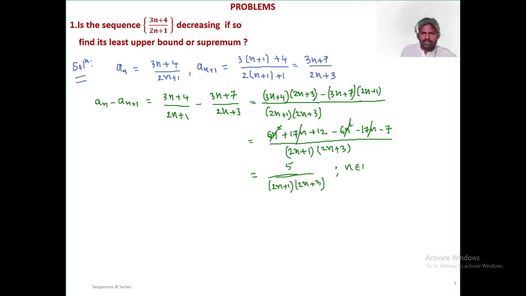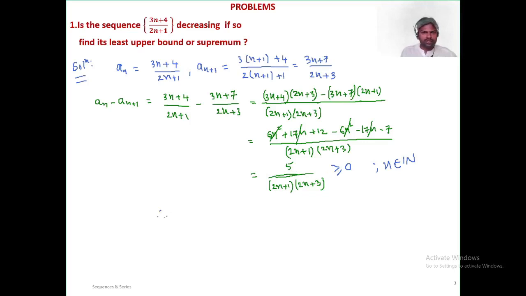n belongs to the natural number set, right? So since n is a natural number, 2n plus 1 is never negative, and 2n plus 3 is also never negative. Then 5 upon (2n plus 1) into (2n plus 3) is always greater than or equal to 0, because 5 is positive and both terms are positive. The product of positive terms is positive, and a positive term divided by a positive term is again positive. Therefore it is more than or equal to 0.